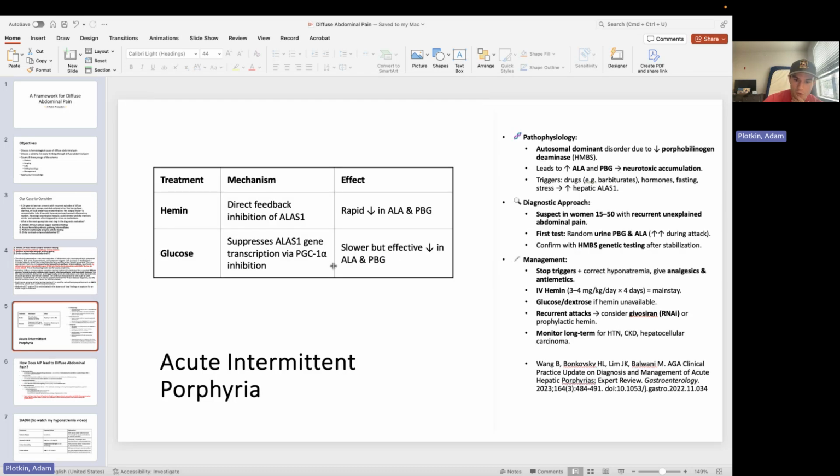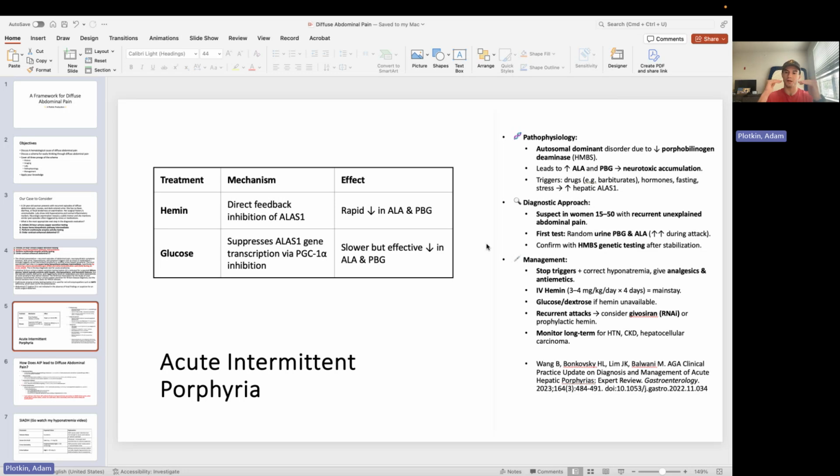Okay. So acute intermittent porphyria, it's one of my favorite diseases to talk about because it's just such a weird constellation of symptoms. And it's really cool to discuss the pathophys. So it's an autosomal dominant disorder. It's due to a decreased production of porphobilinogen deaminase. It can also be called HMBS, so don't be tripped up if you see that.